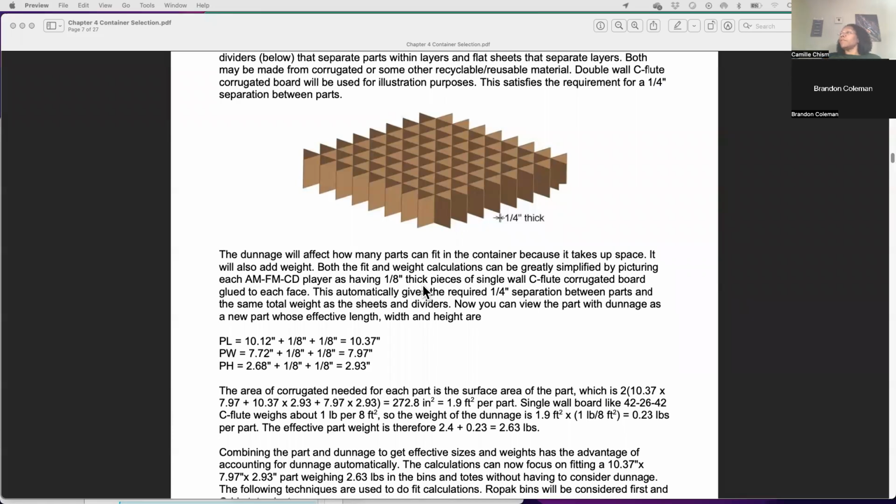I'm sorry, you want the packaging protected parts. I'm sorry about that. So let's see, you've got the fit and weight calculations. So I'm trying to figure out the best way to explain this.